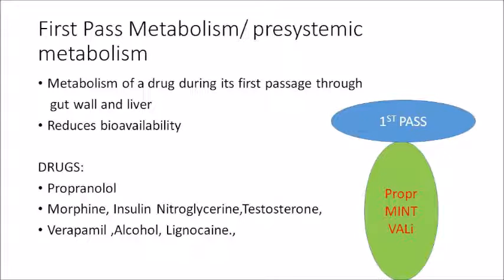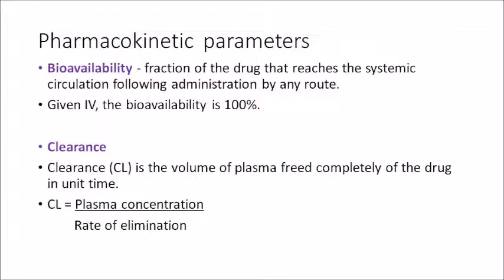The drugs undergoing first pass metabolism, I remember it like this. First pass proper mint valley. So proper is propranolol, mint, M is morphine, I is insulin, N is for nitroglycerin and T is for testosterone. And in valley you have V for verapamil, A for alcohol and L is lignocaine. So all these drugs show first pass metabolism. First pass proper mint valley. Clear with that?